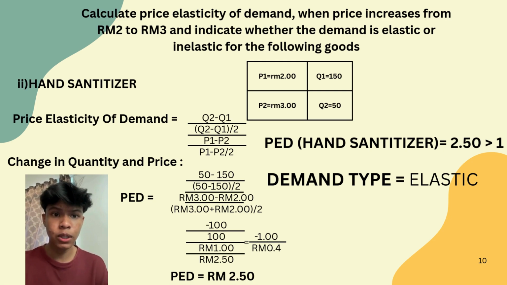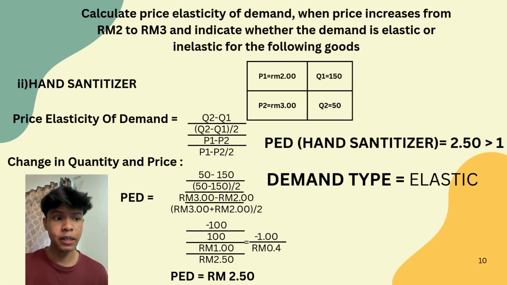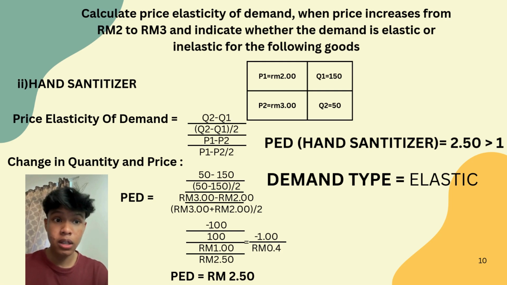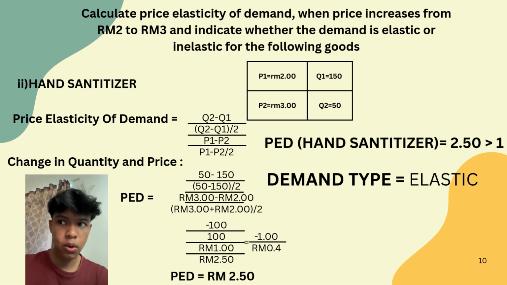Hello and Assalamualaikum. My name is Muhammad Ihsan Bahaki bin Azizan. My student number is A25A5324. The question given to me is to calculate price elasticity of demand when price increases from 2 ringgit to 3 ringgit, and indicate whether the demand is elastic or inelastic for the following goods. My part is number 2, hand sanitizer.